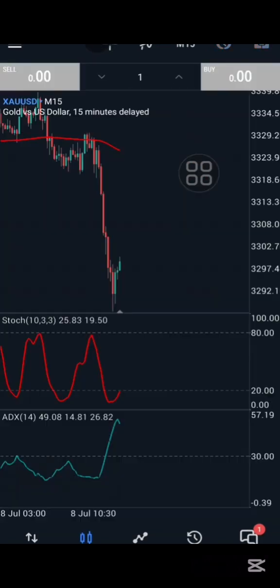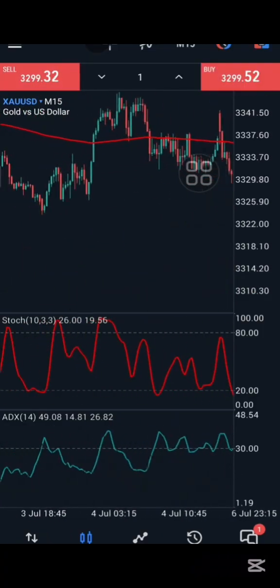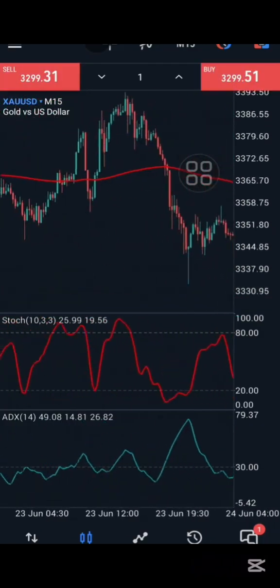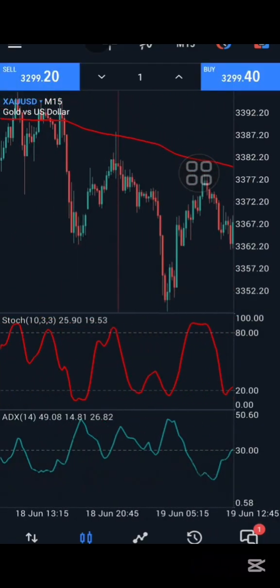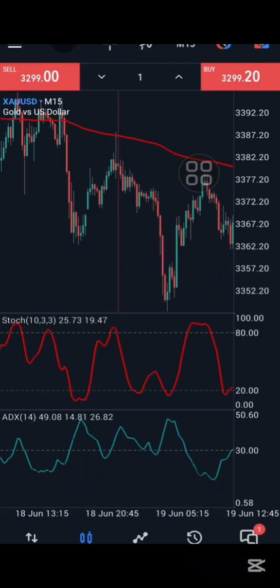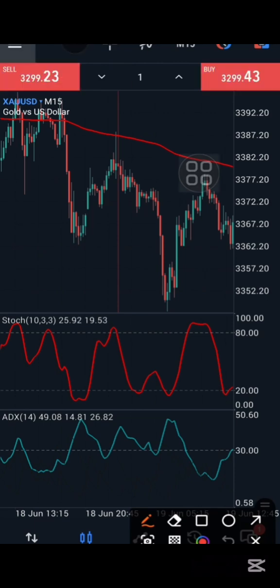Okay, going back to our strategy, let's look firstly at how we are going to be selling using this strategy. Here I have an example. For a sell trade, what we're going to be doing is this. One, we have a red line on our screen, the moving average. If you're going to be selling, the candles, the price, has to be below this red line. That's the first condition.